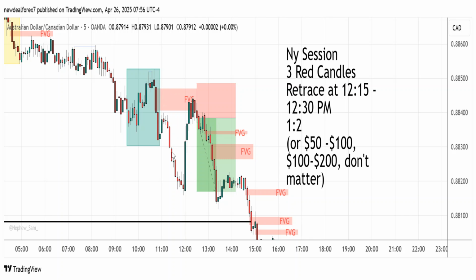Okay, price dropped, retraced back into it, and then dropped again. It takes out these lows. Love to see it. Okay, this was good for 1 to 2.